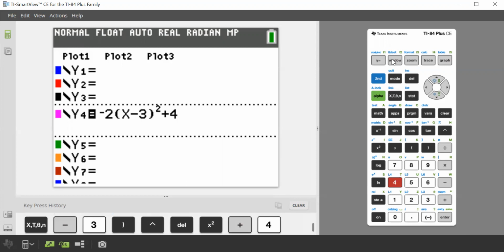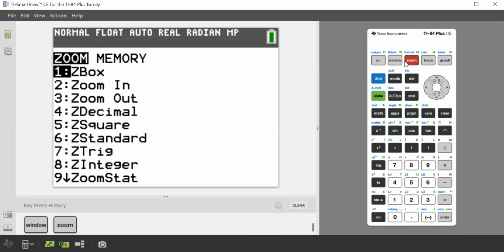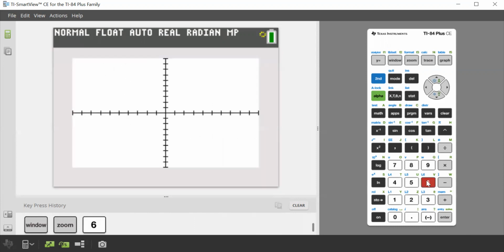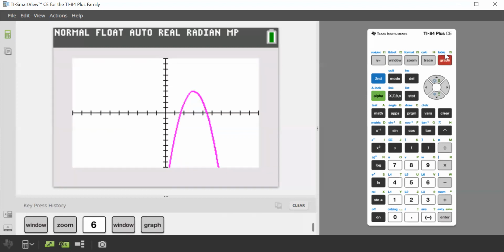So up at the top row here, you've got Y equals, that's where we are. If you hit window, that shows you your window settings. Now mine are really messed up because I was doing something. So I'm going to go one over to zoom. And the one that you're going to use the most is number 6 for standard. And when you do that, look at the window settings. It goes -10 to 10, -10 to 10. Okay. And if you hit your graph button, there's my pretty looking graph. Okay, so this is what we'll see a lot of in 20-1.